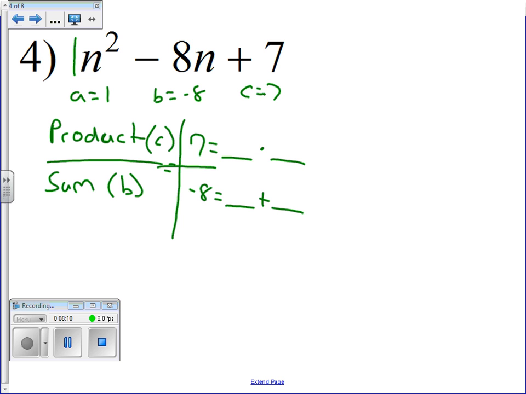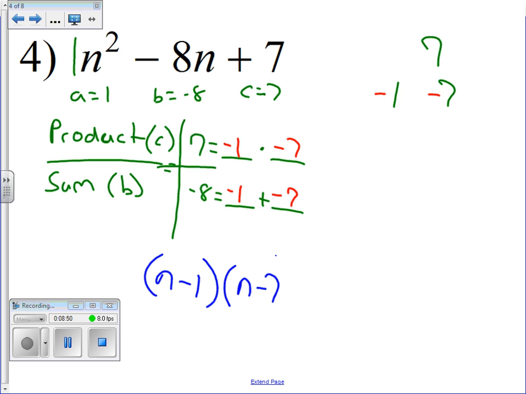Well, 7 is a prime number, so it only has one set of factors, 1 and 7. So I just need to worry about the sign. Multiplying positive 1 and positive 7 will give me 7, but multiplying negative 1 and negative 7 will also give me a positive 7, and that will give me, when I add them together, negative 8. So my answer is going to be n minus 1 and n minus 7.